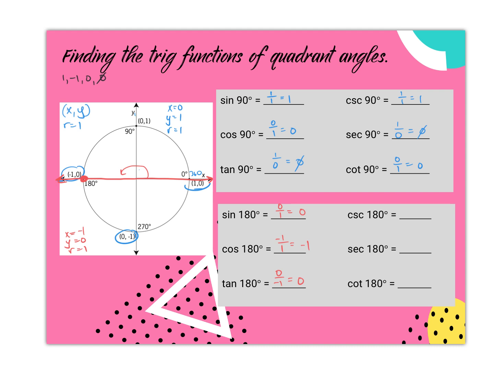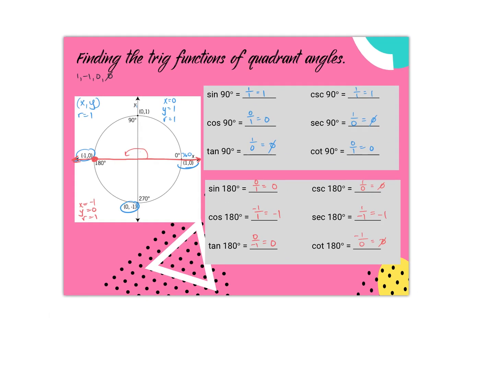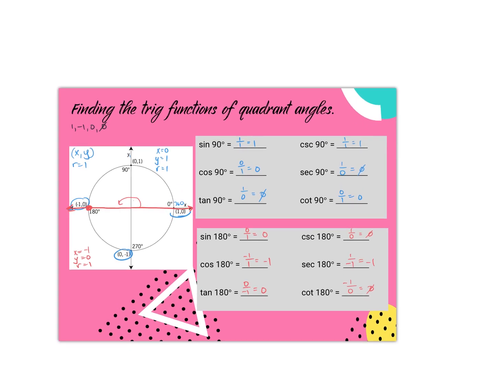And then my cosecant is the reciprocal, so 1 over 0 or undefined. My secant is 1 over -1, it's still -1. And my cotangent is -1 over 0 or undefined. And again, those are my answers. Notice your answers were one of the 4 things we talked about. All of your answers were either 1, -1, 0, or undefined.